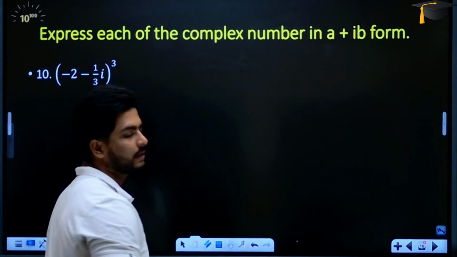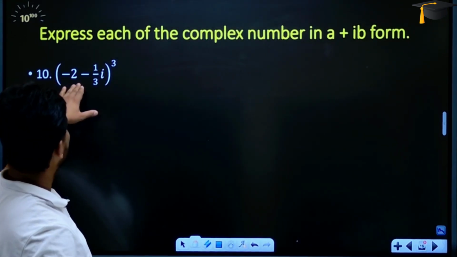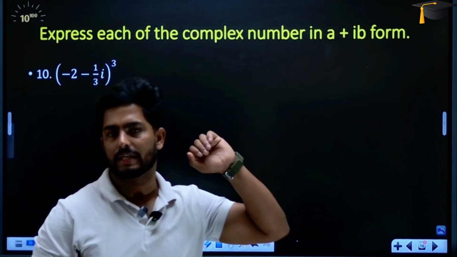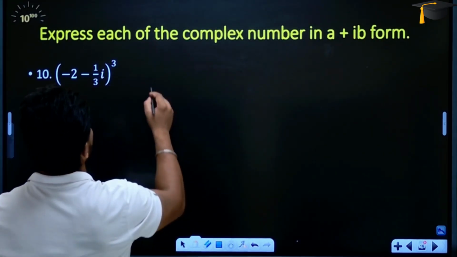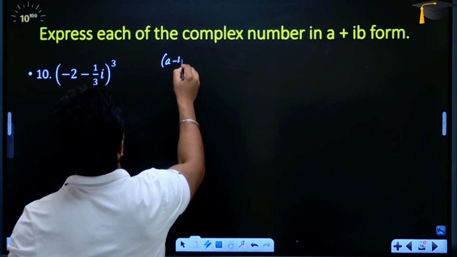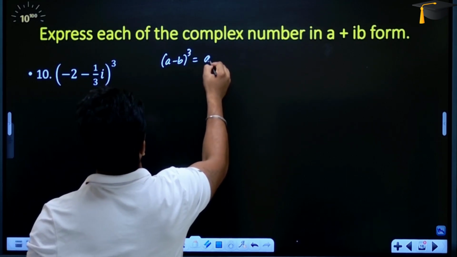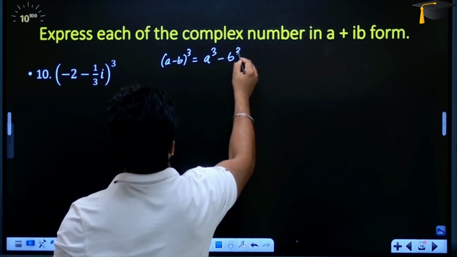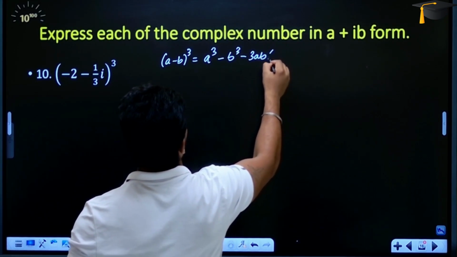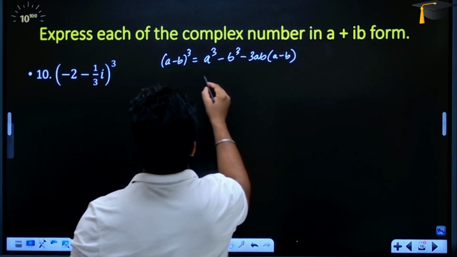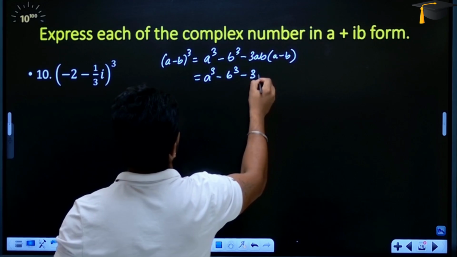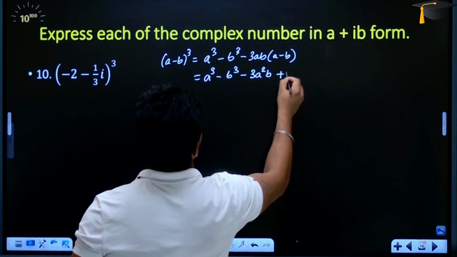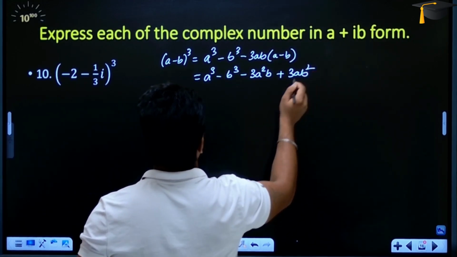Okay, next one. The next one is minus 2 minus 1 by 3 i the whole cube. This we can solve by using a minus b the whole cube, correct? So let's find the formula. So a minus b the whole cube is equal to a cube minus b cube minus 3ab of a minus b, is the formula. So let's write this: a cube minus b cube minus 3a square b plus 3ab square is the formula.